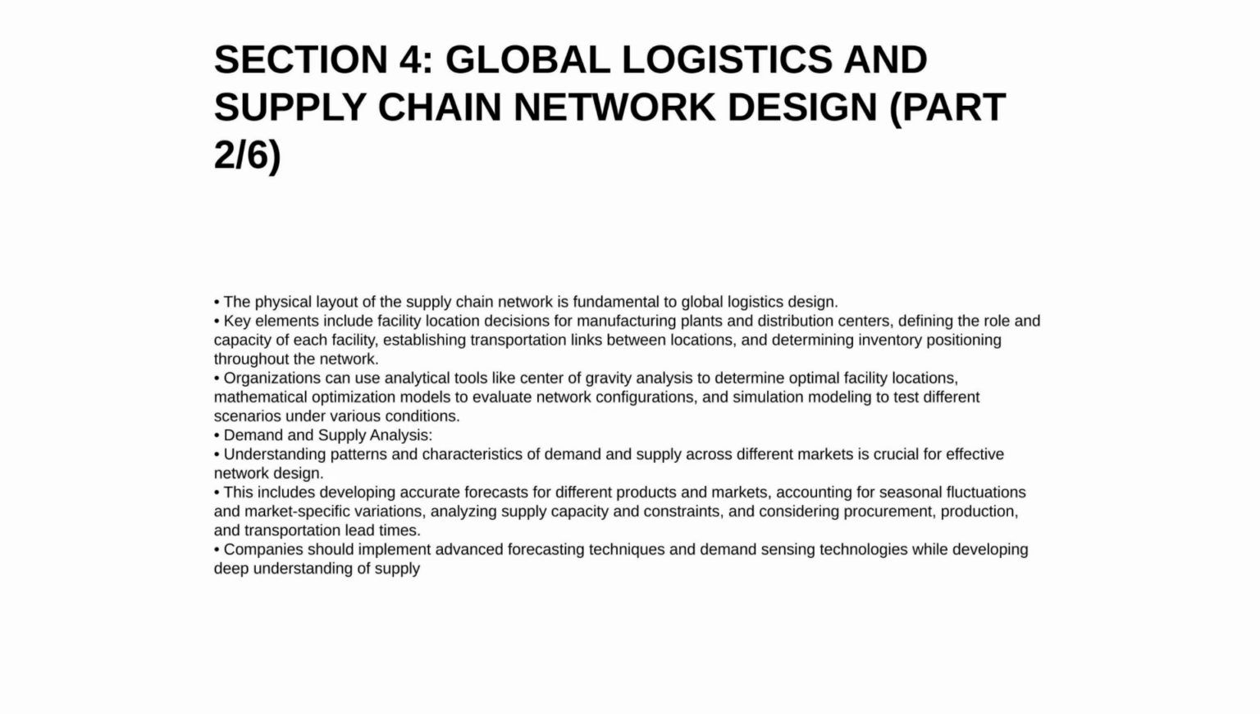Network configuration. The physical layout of the supply chain network is fundamental to global logistics design. Key elements include facility location decisions for manufacturing plants and distribution centers, defining the role and capacity of each facility, establishing transportation links between locations, and determining inventory positioning throughout the network.